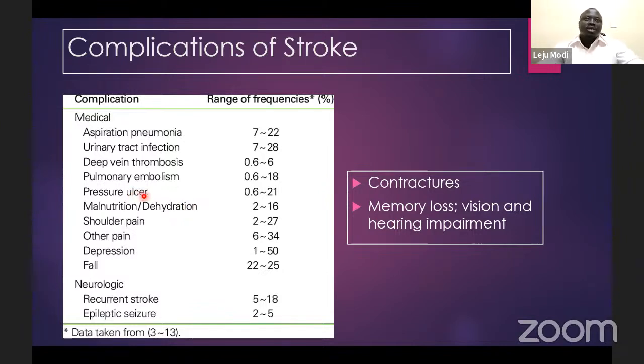People who become bedridden due to a stroke over time develop what we call pressure ulcers. Usually they are at the bony parts, at the elbows, at the shoulders, at the knees, at the hips. So bony parts where you can easily feel a bone. When they become bedridden and they are lying in bed most of the time, they develop pressure ulcers. They can become malnourished. Most of them are not able to feed themselves and so on. Shoulder pain, other kind of pain.